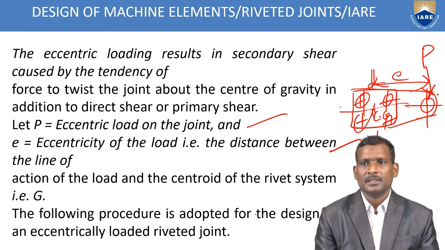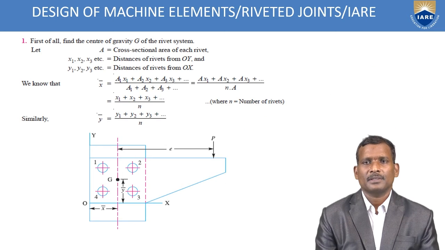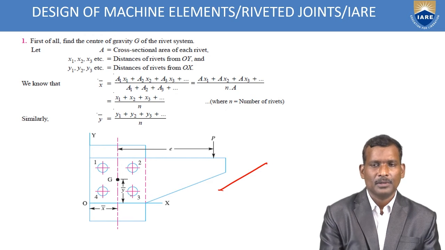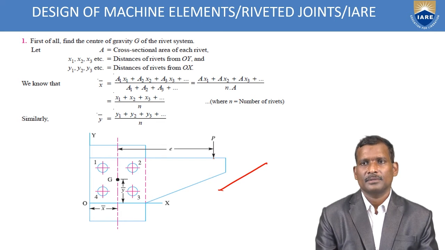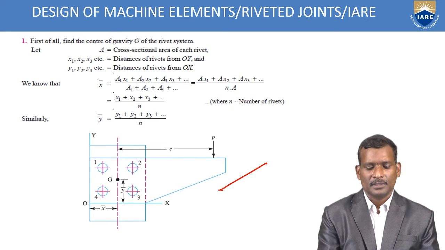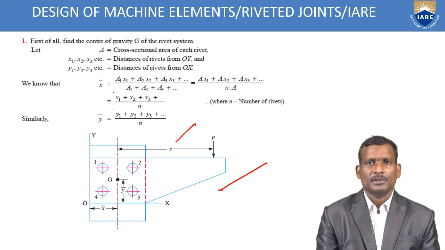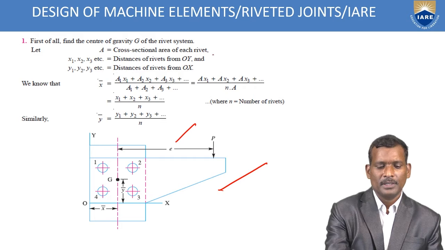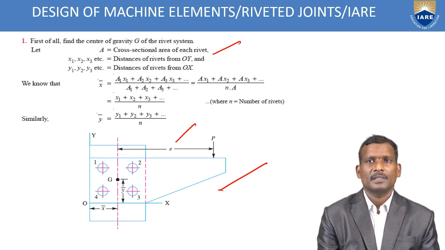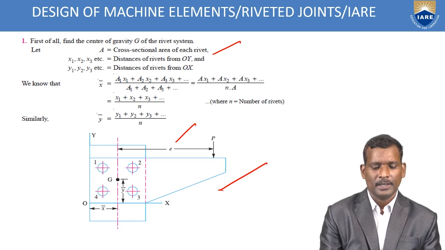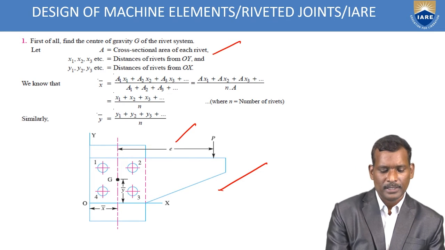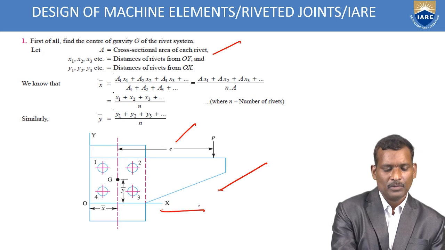Next, the procedure for the design of eccentrically loaded riveted joints. In the diagram shown, a bracket has 4 rivets and the load acts at one edge at a distance e, the eccentricity. First of all, find the center of gravity of the rivet system. A is the cross-sectional area of the rivet, and x1, x2, x3 are the distances of the rivets from the OY axis, and y1, y2, y3 are the distances from the OX axis.